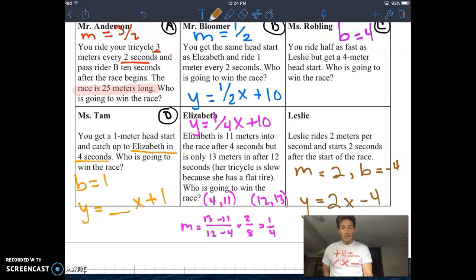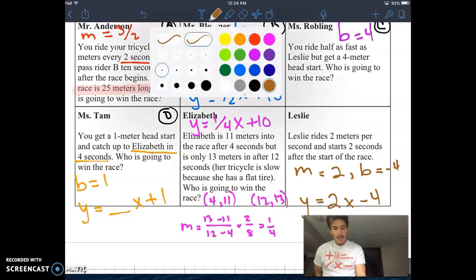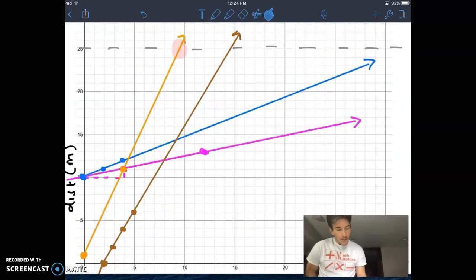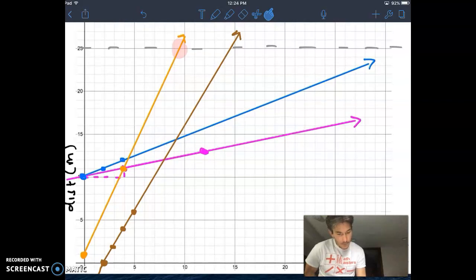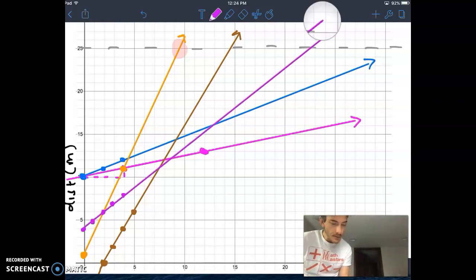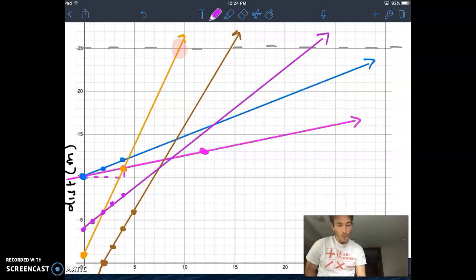All right, Miss Roebling is riding half as fast as Leslie. So here we go. Leslie's riding 2 meters per second. So Miss Roebling is going to ride 1 meter per second. But she's got that head start. Let's see how that's going to play a role. All right. She's got a head start of 4. And she's riding 1 meter per second. Over 1, up 1, over 1, up 1. You know, Miss Roebling is riding pretty fast, but it doesn't look to me like this is going to get the job done. She's still not crossing that finish line in front of Miss Tam or Leslie.